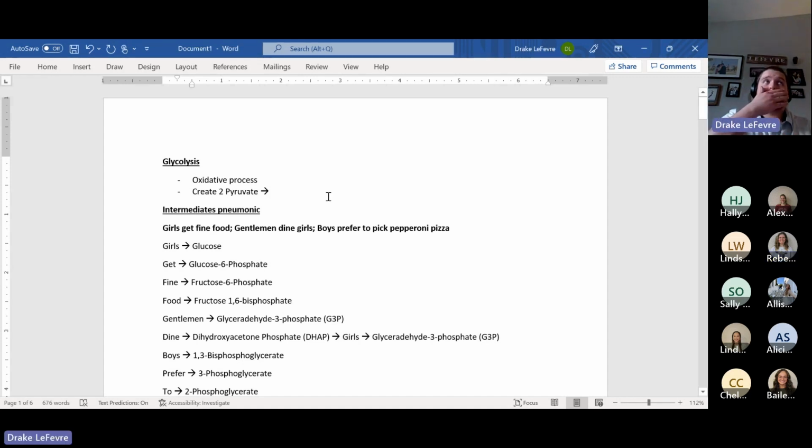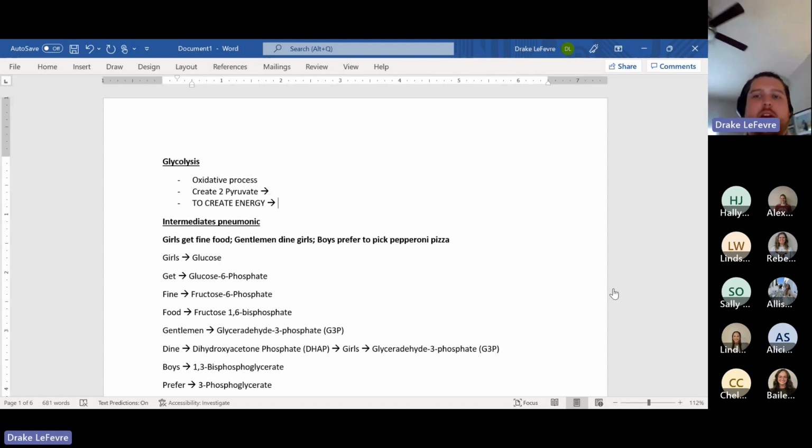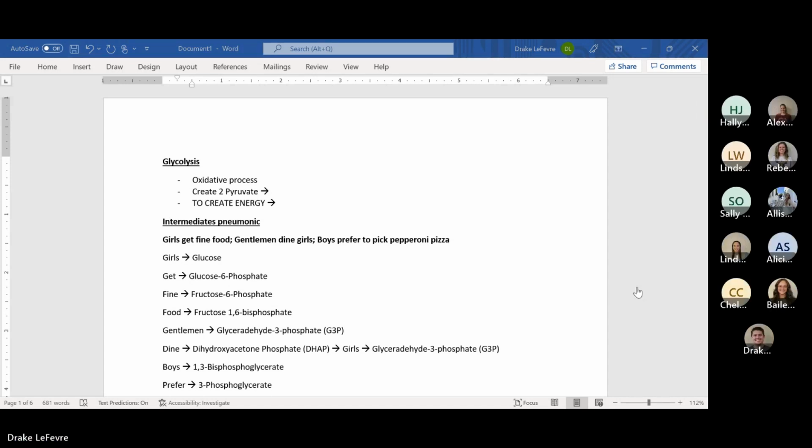Like I said, glycolysis, the Krebs cycle, and the electron transport chain are all metabolic pathways, right? What is the purpose of all of the metabolic pathways? Why are they doing all of this? To create energy. And in the human body, what is our form of energy? ATP. ATP. So Rebecca's on fire.